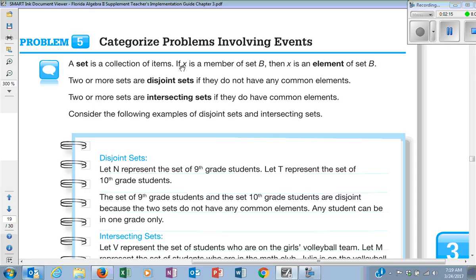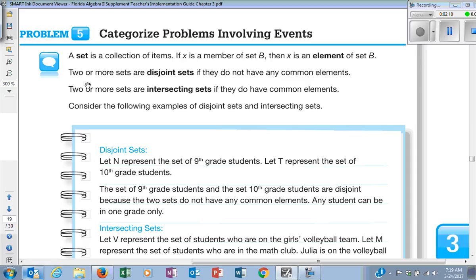Now, 2 or more sets are disjoint sets if they don't have anything in common. And they're going to come up with some examples down there. But something that I think is a little more real is if I was talking about my Disney pins, that's a set, correct? And my Pokemon cards, that's a set too, but they're disjoint. You're not going to have a Pokemon card that's also in the Disney. Does that make sense? Now, 2 or more sets are intersecting if they have a common element.